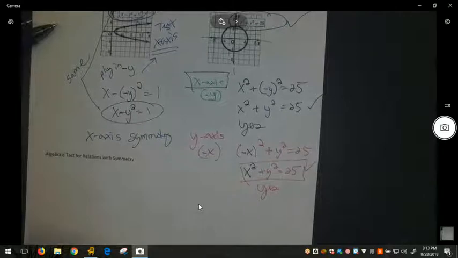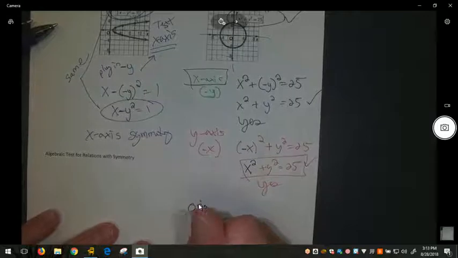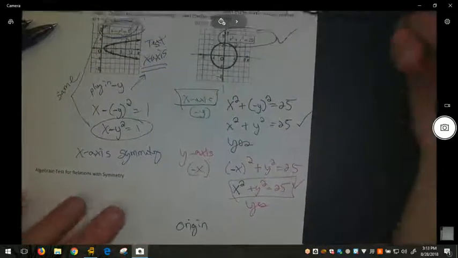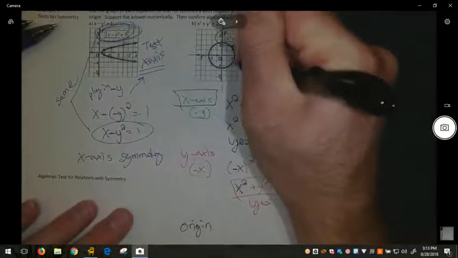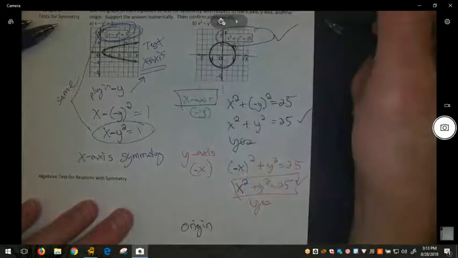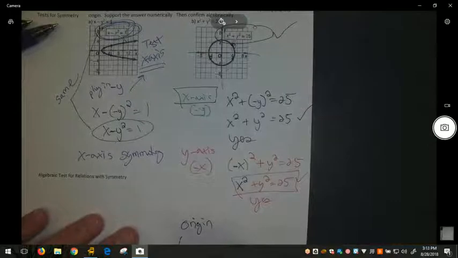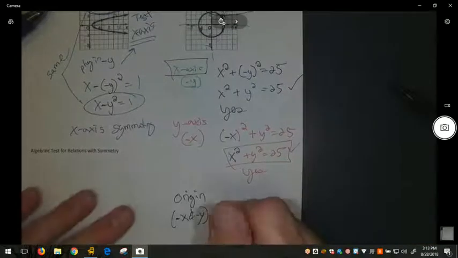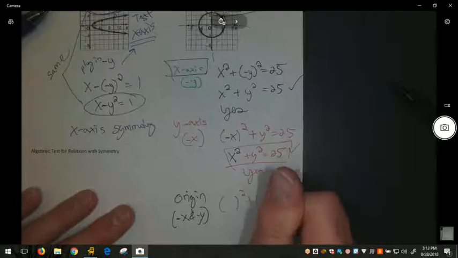And lastly, we're going to check for symmetry with the origin. In this case, a rotation of 180 degrees would be equivalent, if you remember from geometry, to a reflection across both the x-axis and the y-axis. So we have to test the opposite of x and the opposite of y in the algebraic equation. Our original equation was x squared plus y squared equals 25.